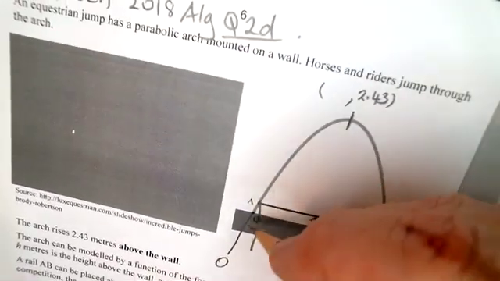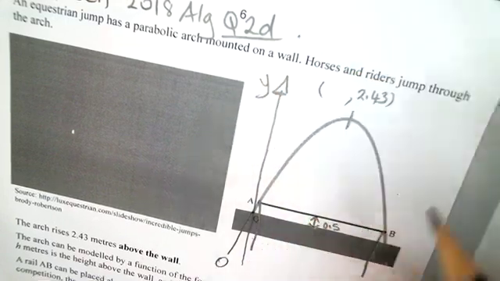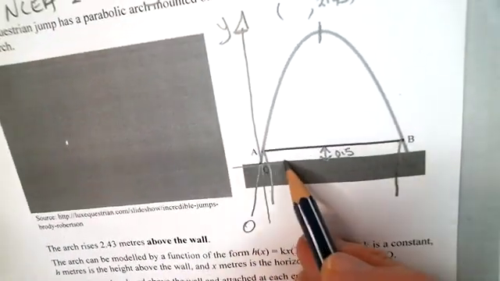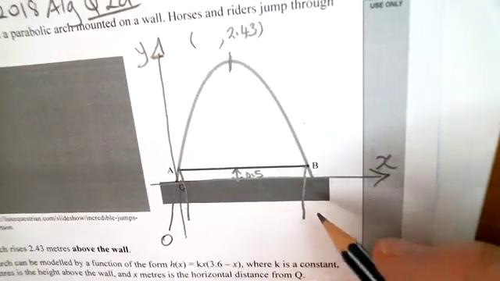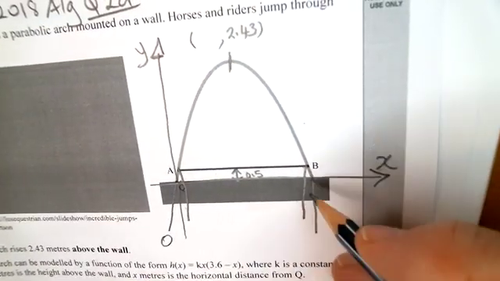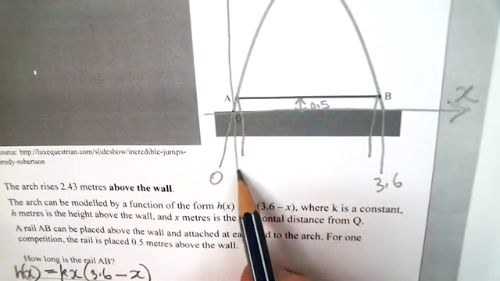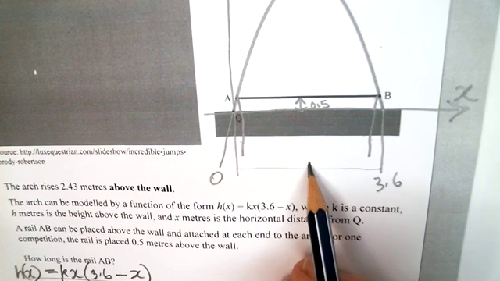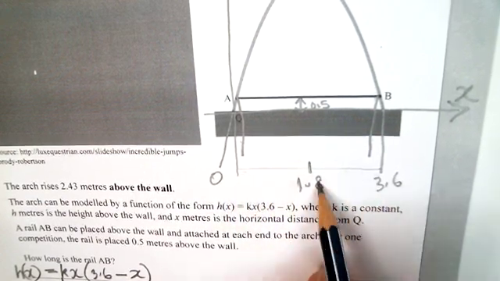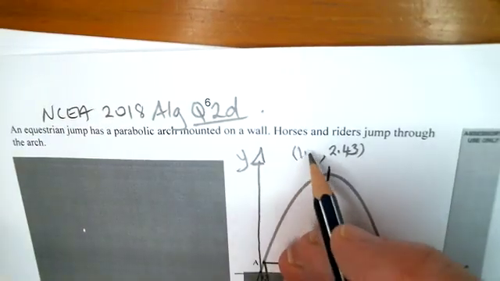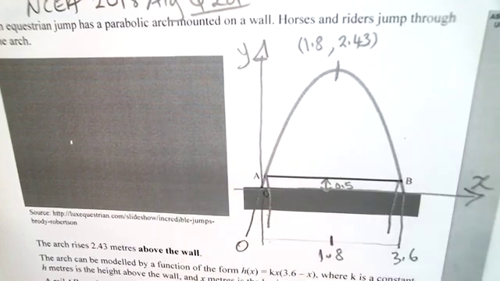So in other words, this is like an axis going up here. This is my y-axis, and my x-axis is really going along here like this. And we know that the point along here, that end bit where it touches, is going to be 3.6, which is great because we know the difference between those two. Halfway between, half of 0 to 3.6, is 1.8. So the coordinate of this is 1.8, 2.43.